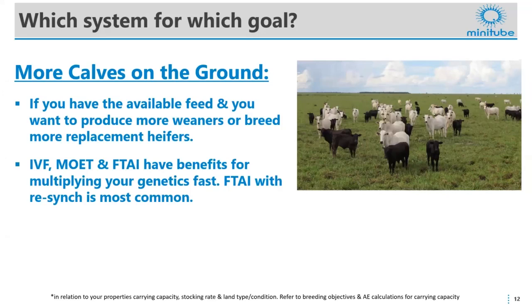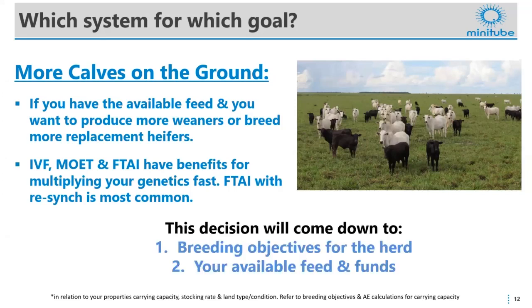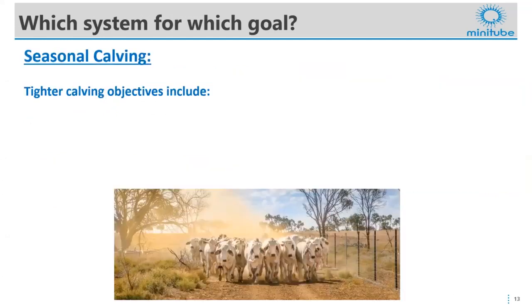And the most common way of doing this is fixed time AI, followed up by a second round of fixed time AI. But this is a more expensive way of doing it. However, it does give you that option of growing your herd very quickly. It depends how much money you've got available, how much grass you've got available, as to which way you go.